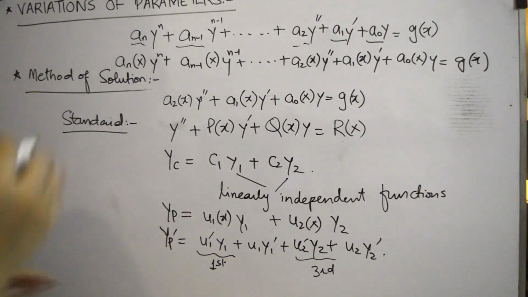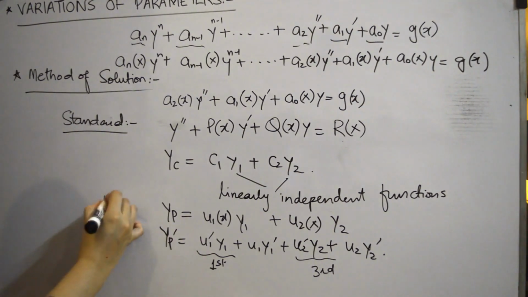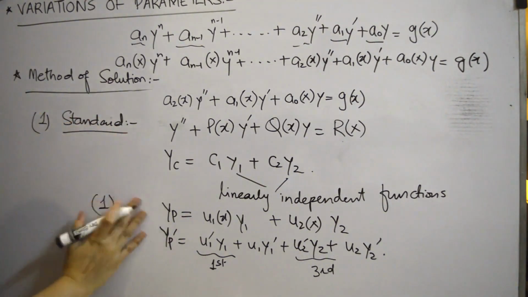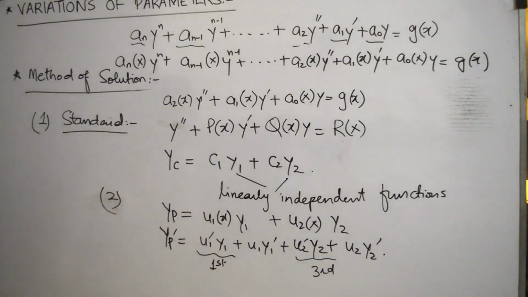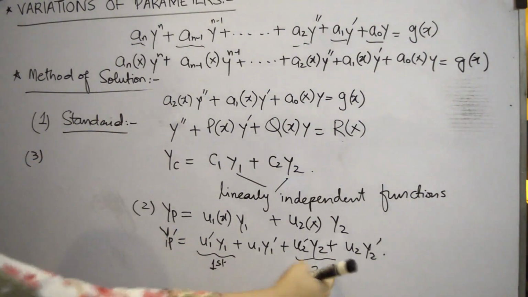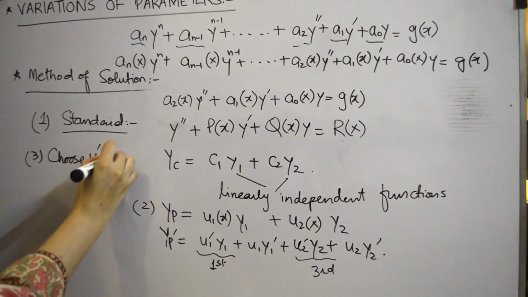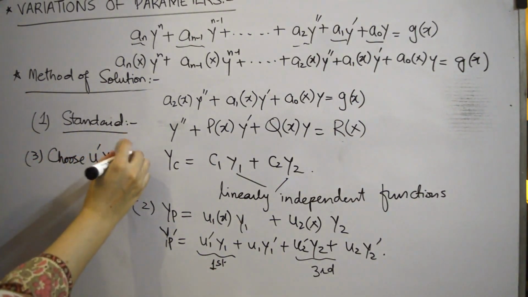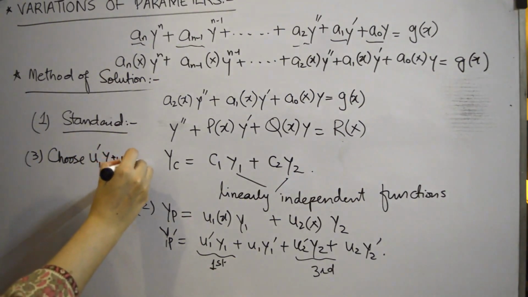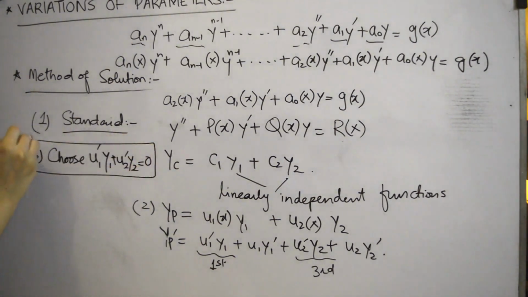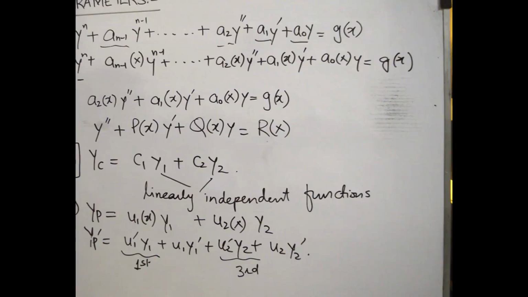So what you need to do is select these first and third terms. So the first step is the standard step, the second is this assumption based on the complementary solution, and the third step is you have to select this and set it equal to 0. So choose u1 dash into y1 plus u2 dash into y2 equals 0. So this is our main assumption. I will tell you the wisdom behind this selection later on. Okay, this is done.